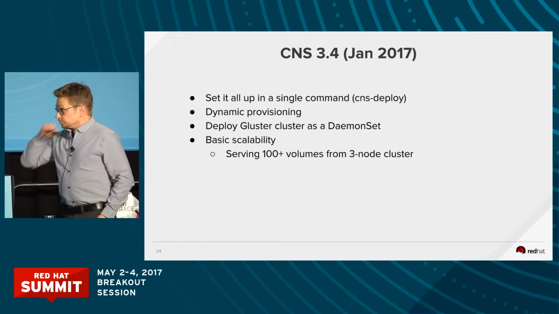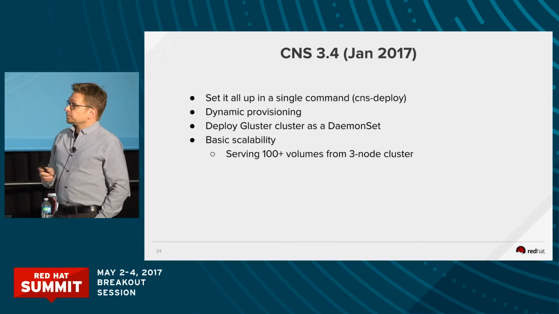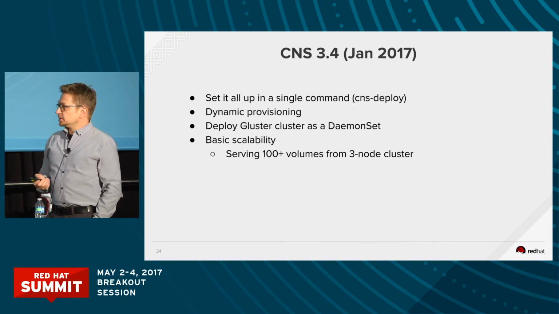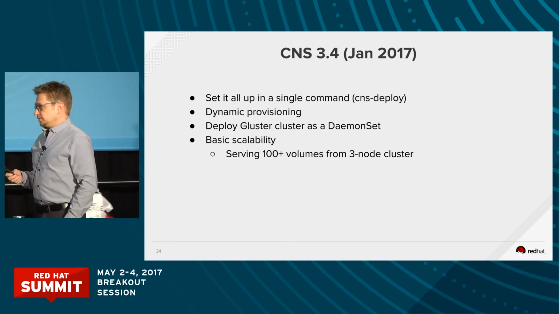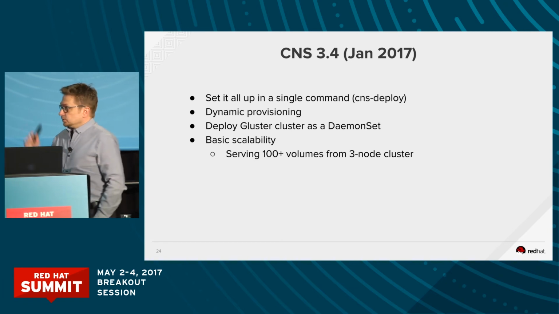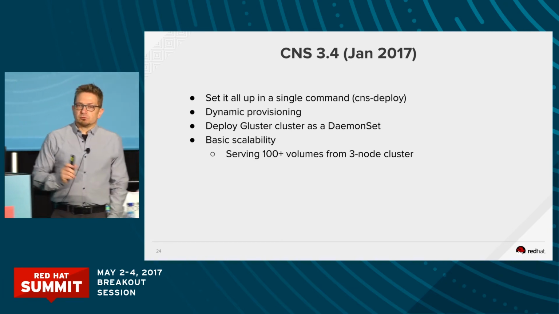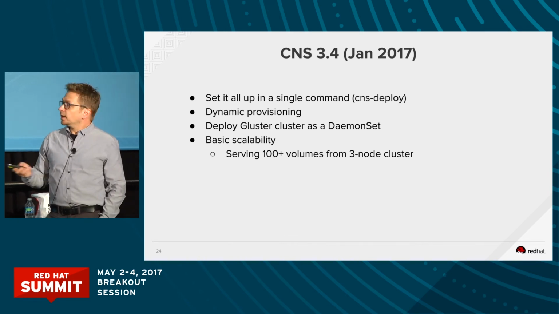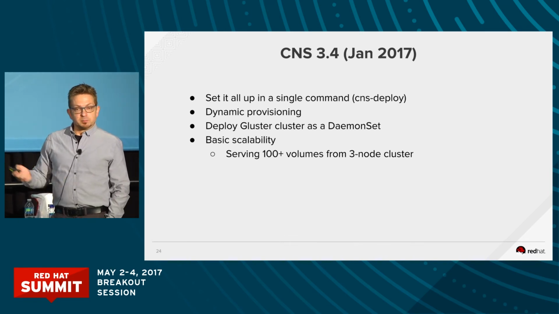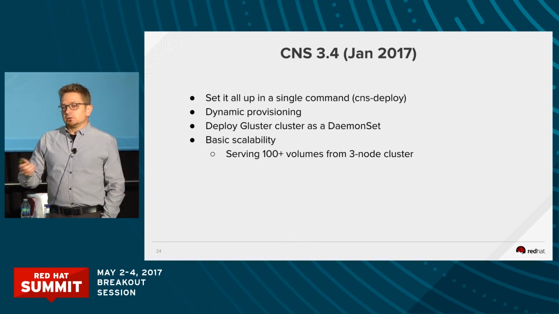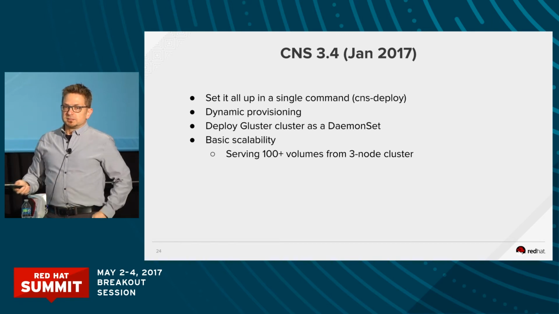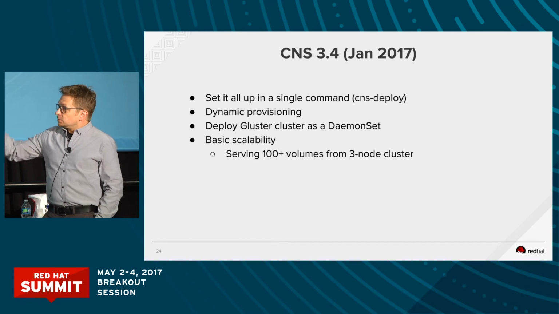So we did it back in January, and we just had very basic scalability in the number of volumes. A 3-node cluster could be serving roughly 100 plus volumes due to several reasons. There is some algorithmic complexity in Gluster that has been fixed meanwhile. And there is a certain memory requirement because of the way Gluster implements a whole stack of translators that implements the features. So that was January and CNS 3.4.